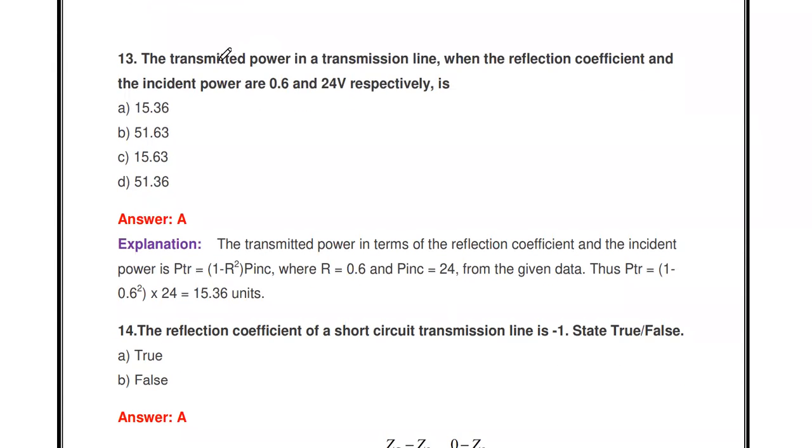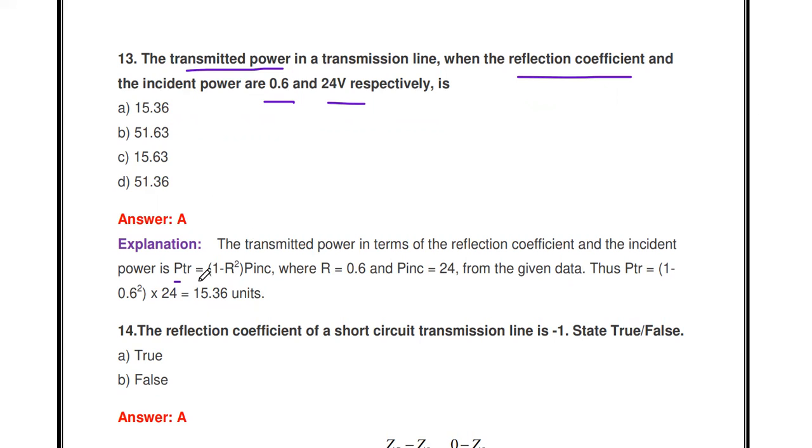Then the next thing, the transmitted power in a transmission line when the reflection coefficient and the incident power are 0.6 and 24 volt respectively is dash. So here the question is the transmitted power. We have to calculate it. So what are the two given data? Reflection coefficient is 0.6 and incident power is 24 volt. What is the relation between the transmitted power, reflection coefficient and incident power?